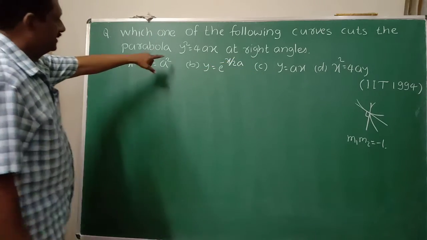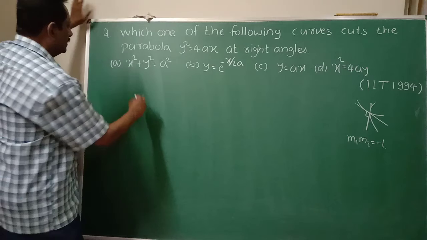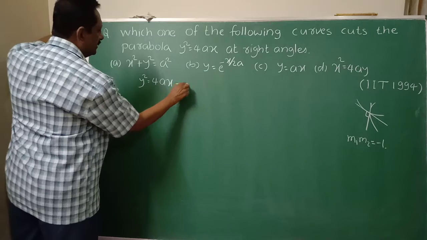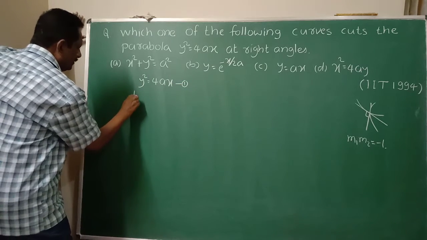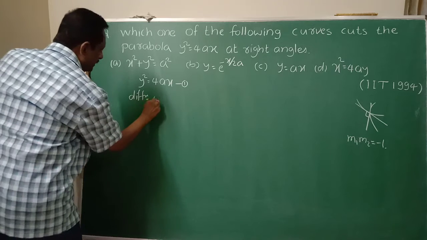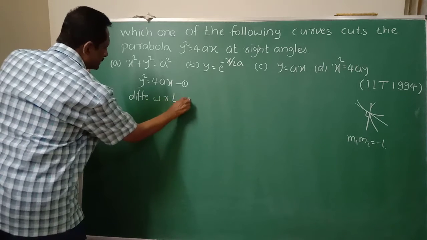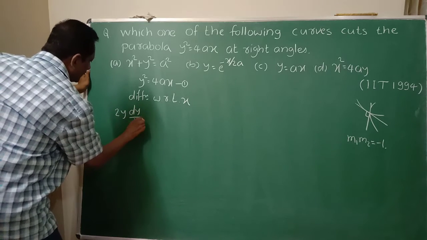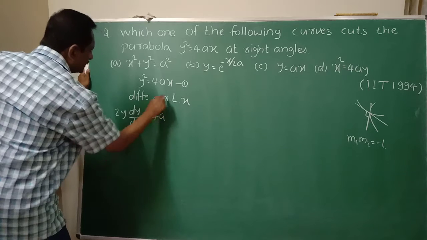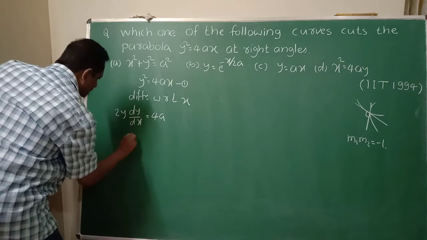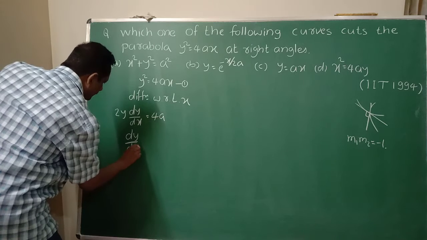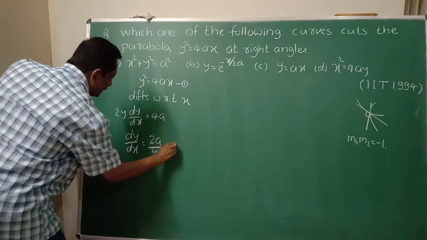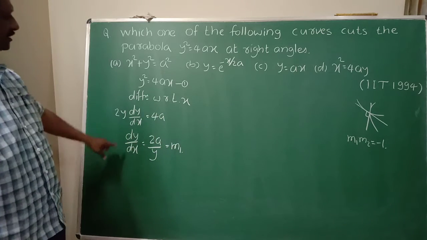Therefore, first find the slope of the tangent to this curve, y square is equal to 4ax. Now differentiate with respect to x: 2y into dy upon dx is equal to 4a into 1, since the differentiation of x is 1. 2 ones are 2, the 2s cancel. Hence dy upon dx is equal to 2a divided by y. So consider this as m1, the slope of the tangent to this parabola.